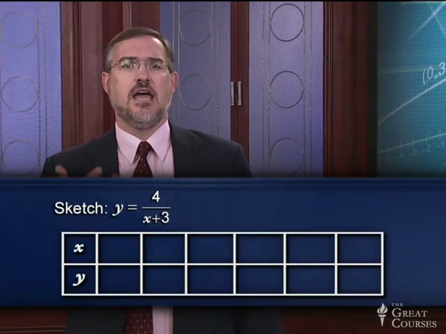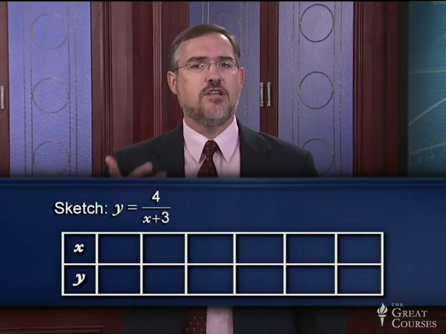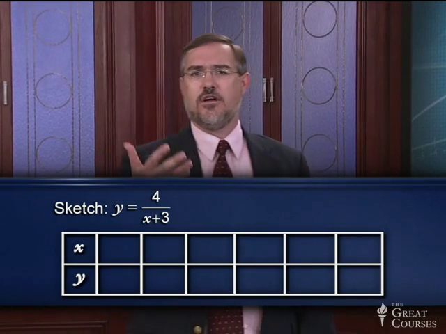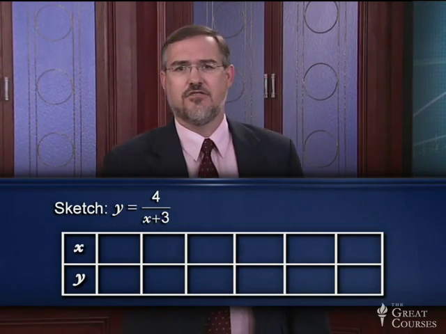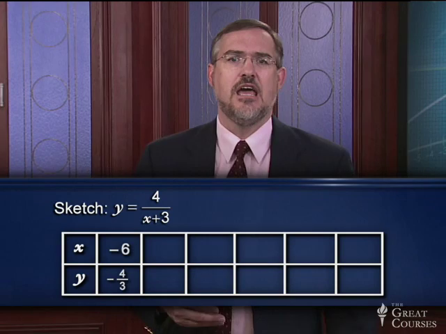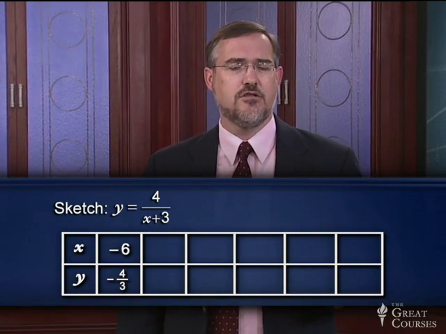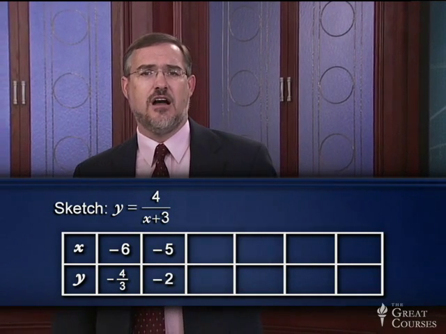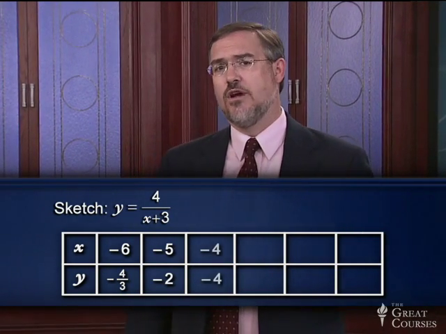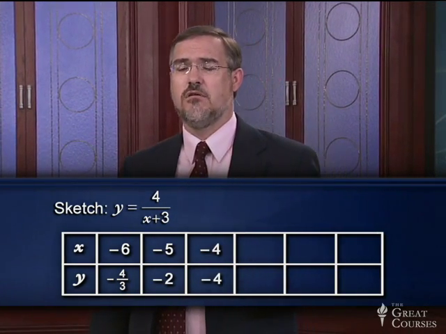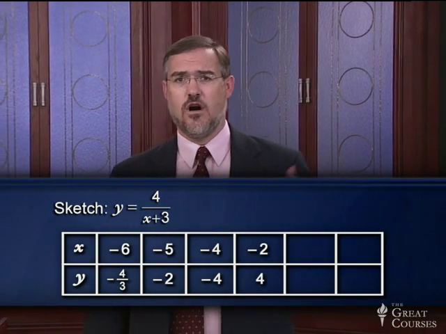So let's plug in a few values of x, draw in those points, and connect the dots based on what we know about these asymptotes and about these intercepts. So if we plug in some of that point information, you're going to have the following kind of thing for your graph. If you let x be negative 6, for example, then y is going to be negative 4/3. If you let x equal negative 5, then y is negative 2. When x is negative 4, y is negative 4. When x is negative 2, y is 4.